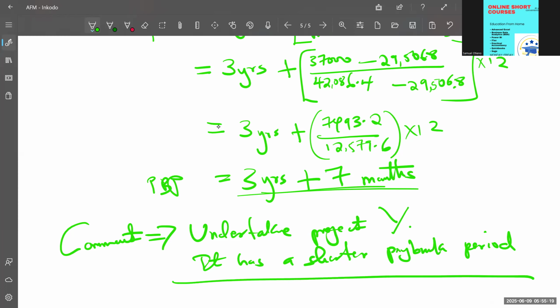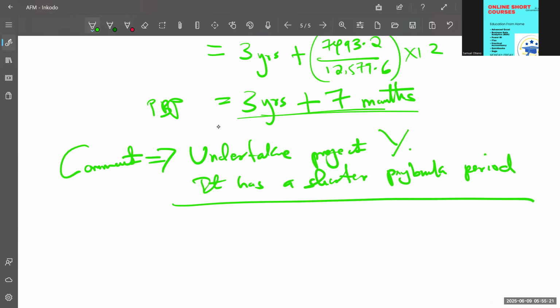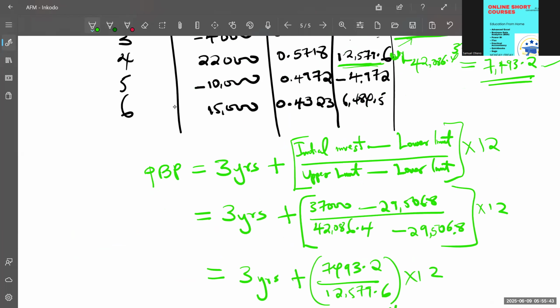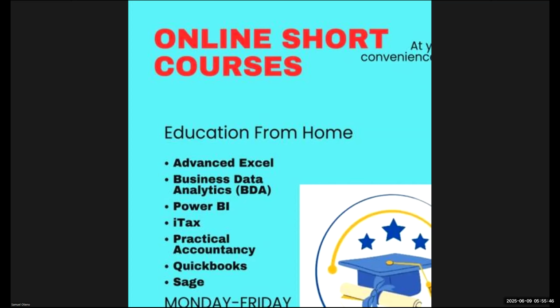You've done evaluation or appraisal of these projects, and you've come to a point where you are making a decision on which project to pick out of the 2 options. And I believe you now understand why we are picking Project Y and leaving Project X, because Project Y is going to recover its initial investment earlier compared to Project X. So that is how you are required to compute and do this question that the examiner gave, and that is how to compare these 2 projects.